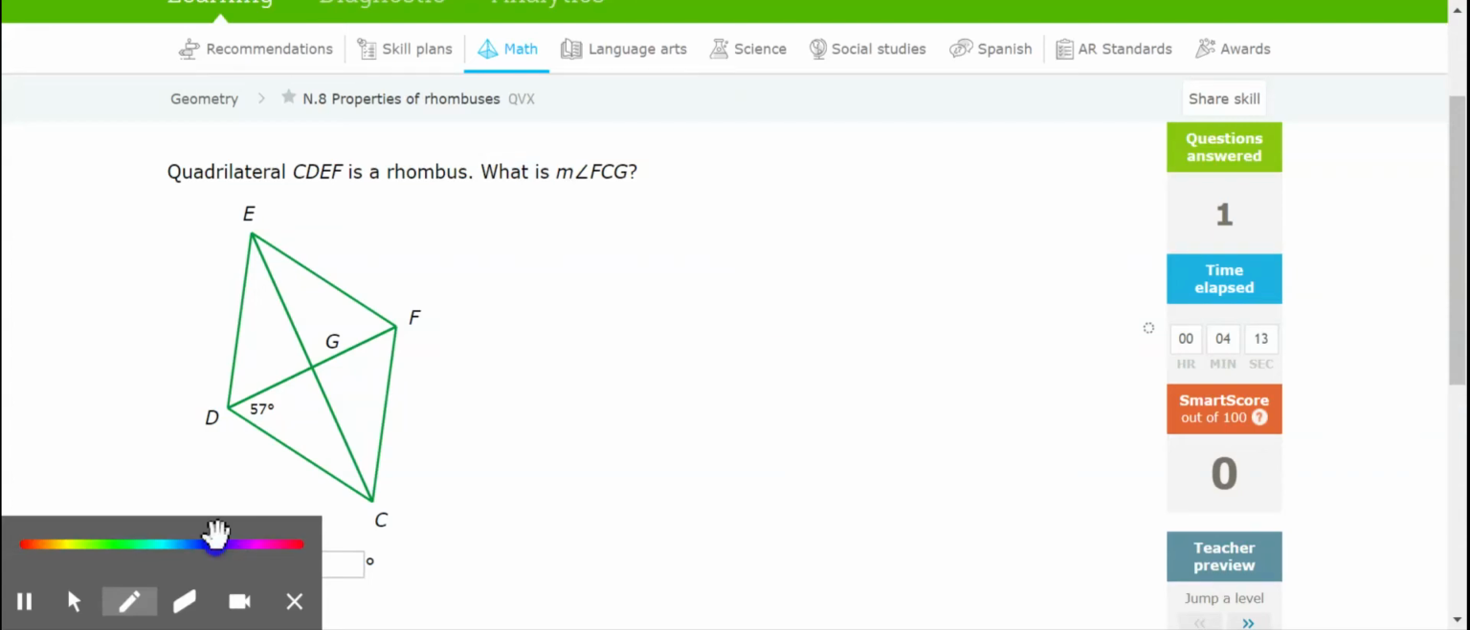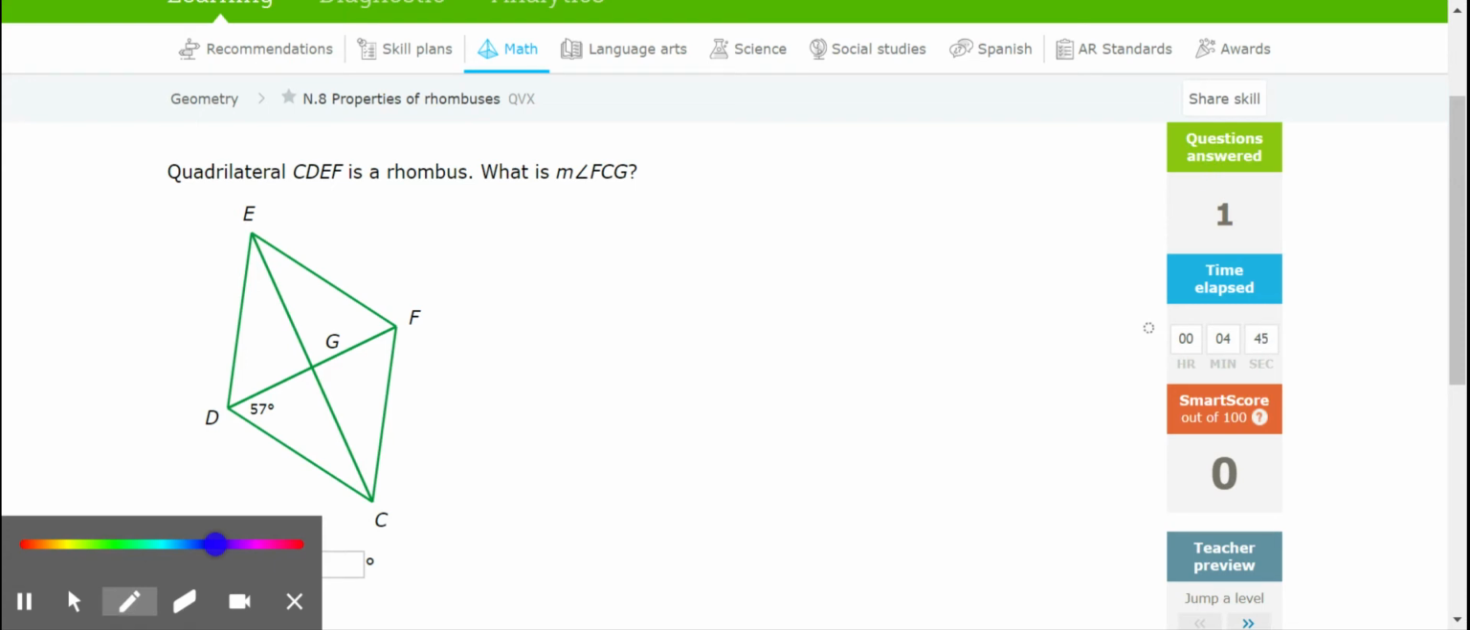Okay, so your assignment is to work on IXL skill N8 and get to a smart score of 60. This IXL skill is all about properties of rhombuses, so it's all about different rules that apply to just rhombuses. You're not going to see any other quadrilateral in this skill. I would have your notes, or at least a list of the different properties that rhombuses follow, so you can look at them as a reference.